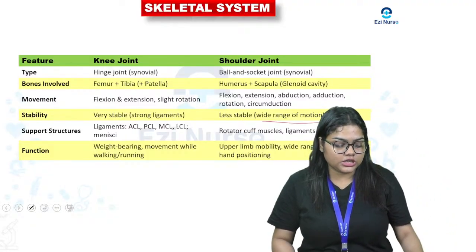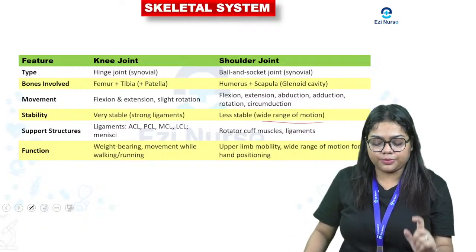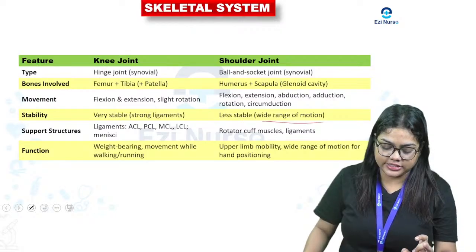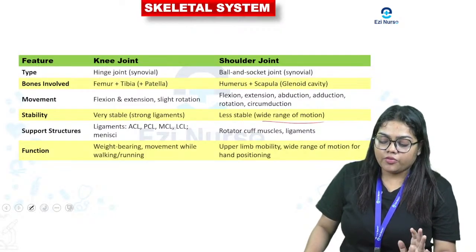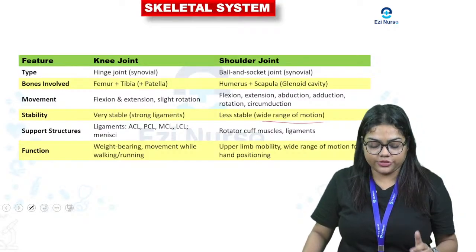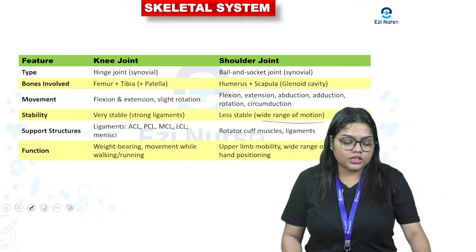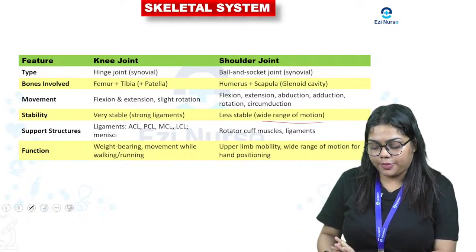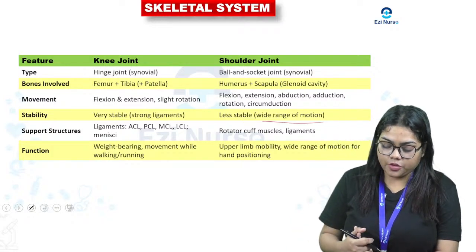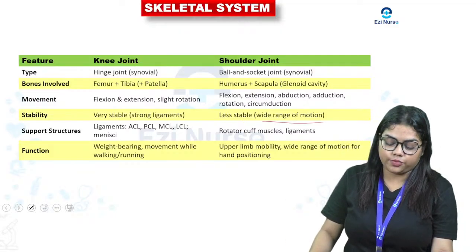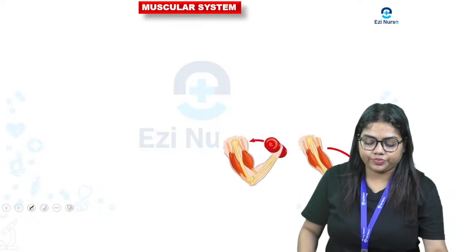Next, support structure. The knee joint's support structure is ligaments such as ACL, PCL, MCL, LCL and meniscus. Whereas in the shoulder joint, the rotator cuff muscles and ligaments provide the support. The function of the knee joint is weight bearing movement while walking and running. The shoulder joint helps upper limb mobility, with a wide range of motion for hand positioning.